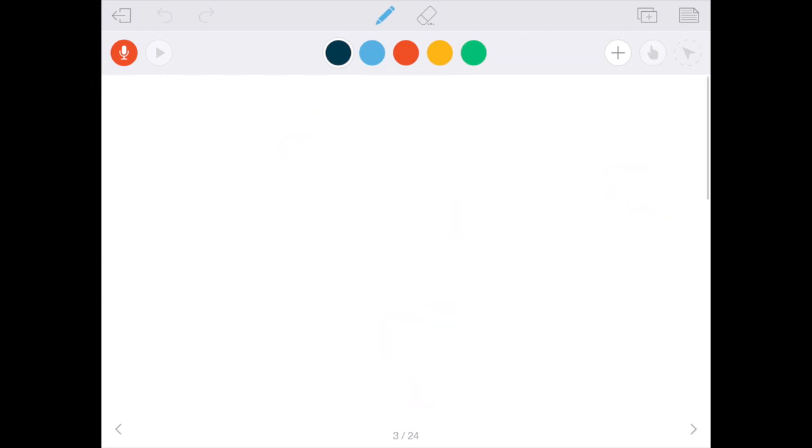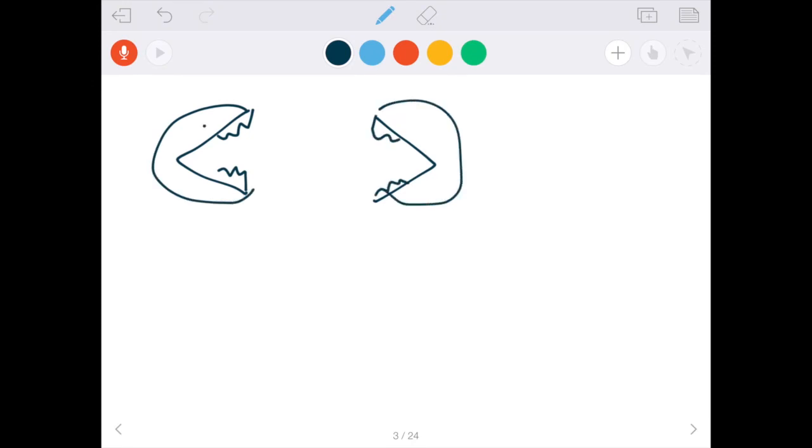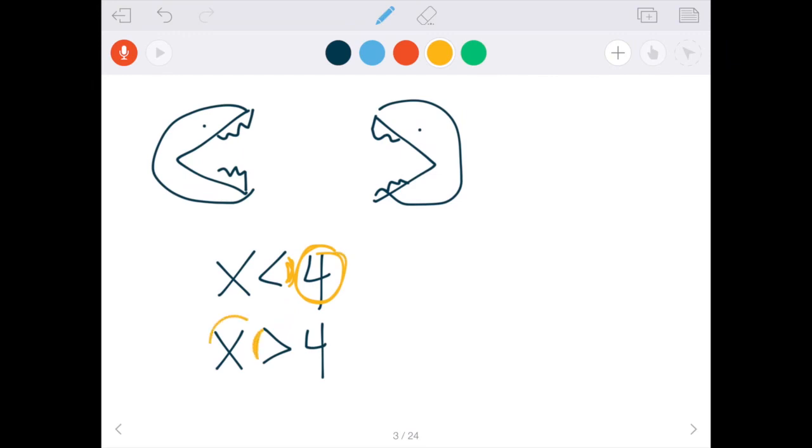There are a couple ways to do that. First of all, the elementary school way is to think about your symbols as being like a Pac-Man or an alligator that eats the bigger number. I confess that's how I learned it at first too. So if I look at these, I know that the open side of the sign means that number is bigger. So this one would mean that the 4 has to be bigger than X. This one, since the open side is next to the X, means that the X has to be bigger than 4. So even if I don't know the exact symbol, I know which number has to be bigger based on that.